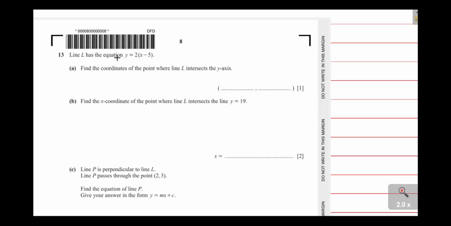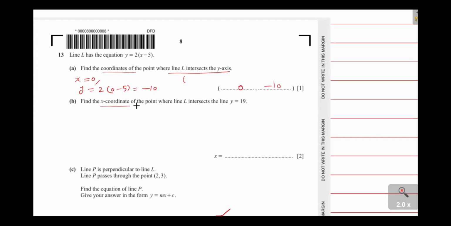Question 13, line L has the equation y equals 2 into x minus 5. Find the coordinates of the point where the line intersects the y-axis. The line intersects the y-axis where the x-coordinate will be 0. Therefore, we can write x equals 0 for this equation. This becomes y equals 2 into 0 minus 5, and this value becomes minus 10. Therefore, the coordinate of the point where L intersects the y-axis: x coordinate is 0, y will be minus 10.